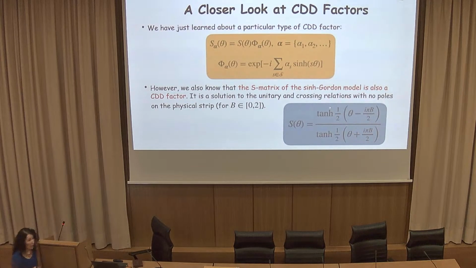So you have some hyperbolic function, and if you look at a function like this, you see that S of theta times S of minus theta is 1, so it satisfies unitarity automatically. So if you multiply any S matrix by this, unitarity is still satisfied. It also satisfies crossing. S of theta is the same as S of i pi minus theta. So you find that any function of this type is a good CDD factor.